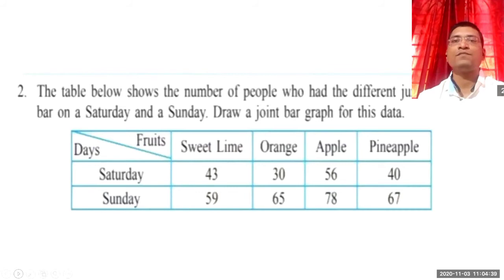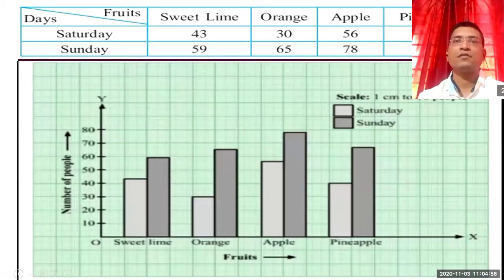Sweet lime 43 on Saturday, Sunday 59. Orange 30, 65. Apple 56, 78. Pineapple 40, 67. We will see the next slide. As usual, question is given with the help of answer. So students, look at this bar graph. Scale is given: 1 centimeter is equal to 10 people. White columns are of Saturday and black columns are of Sunday.